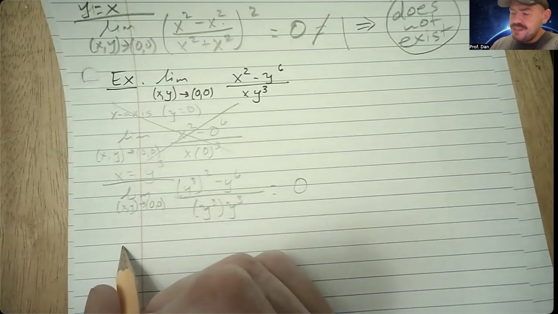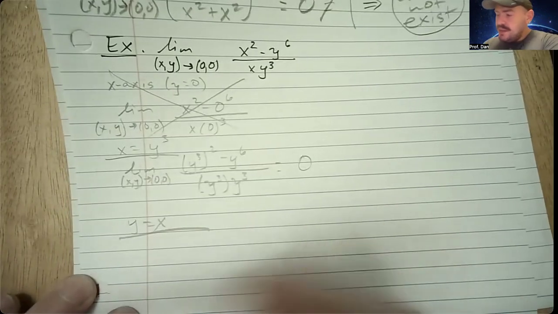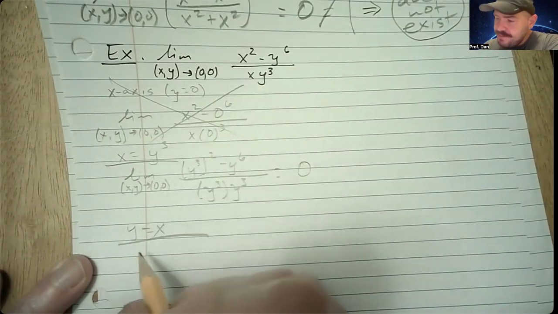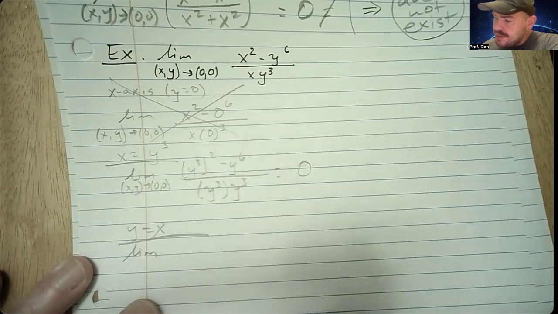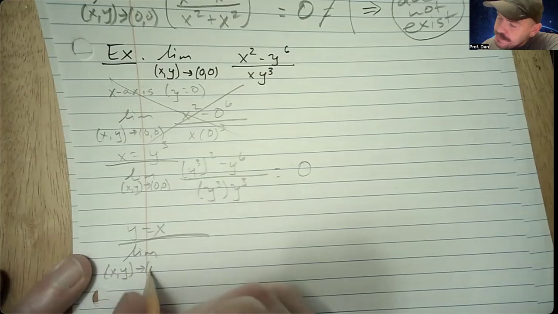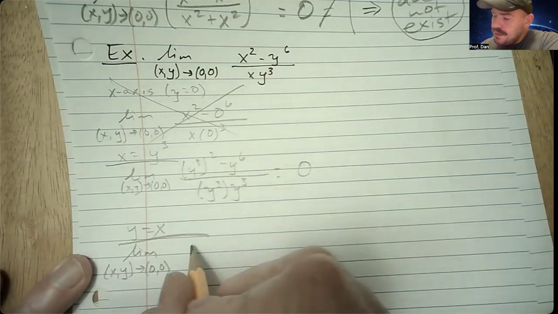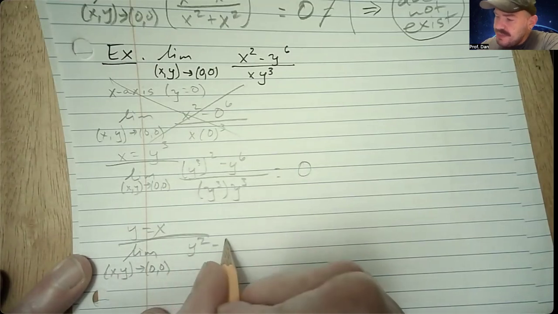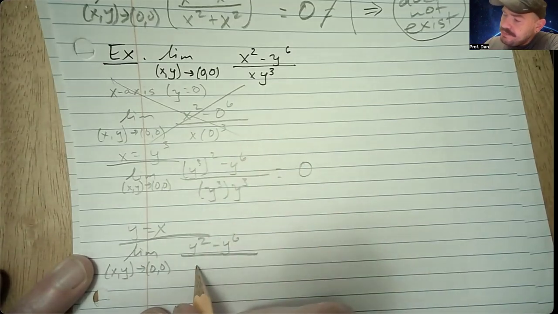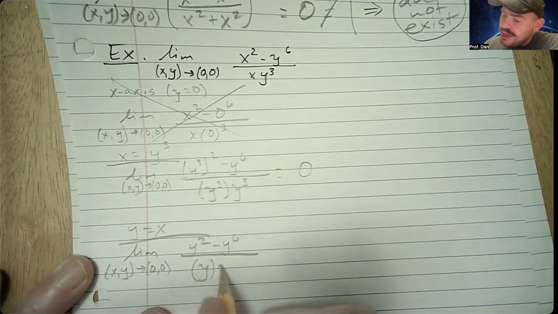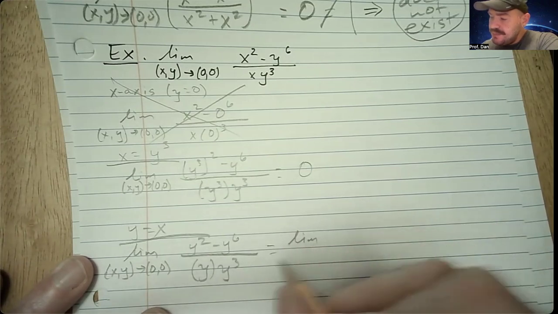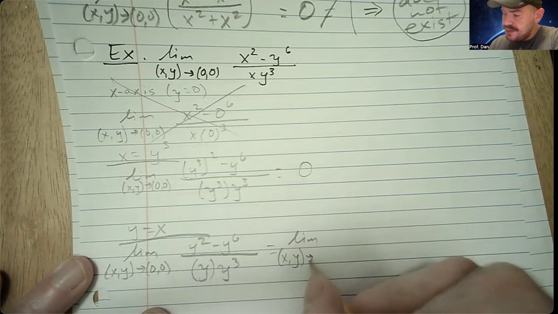Now, the other one that we mentioned was y equals x. So for that one, I can replace the x or the y. Again, it doesn't matter. So I'll replace the x this time. All right, so we'd end up getting y squared minus y to the sixth divided by y times y cubed. So this would basically be the limit as (x, y) goes to (0, 0).